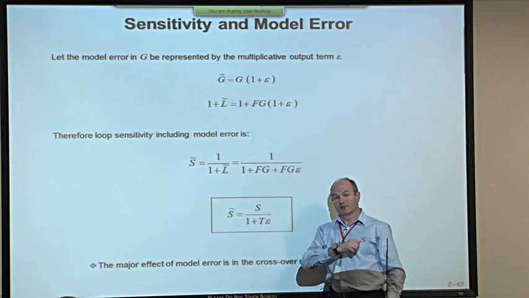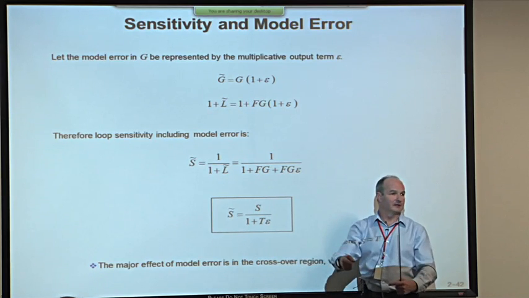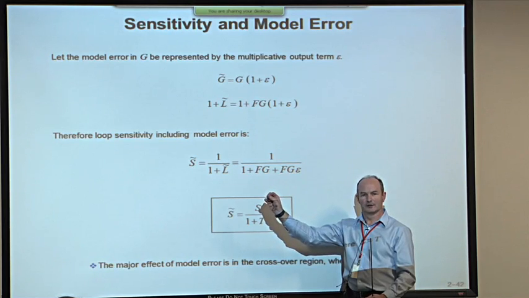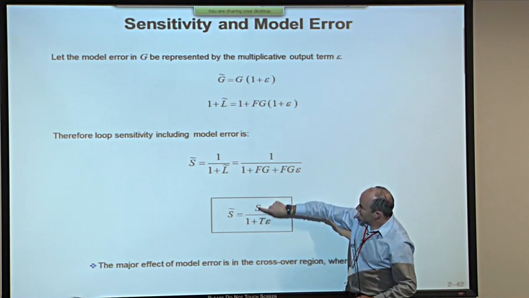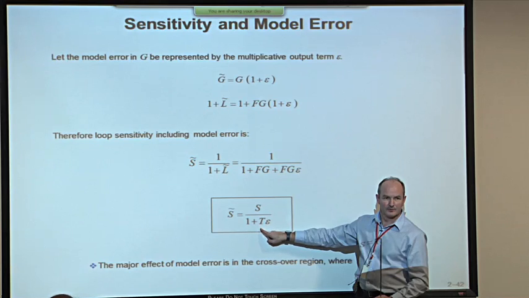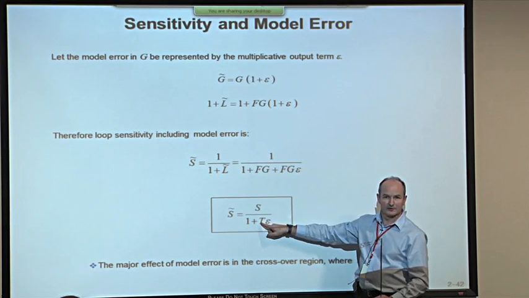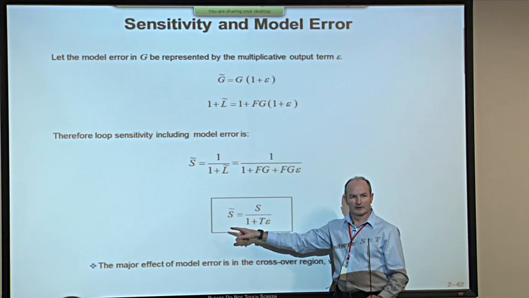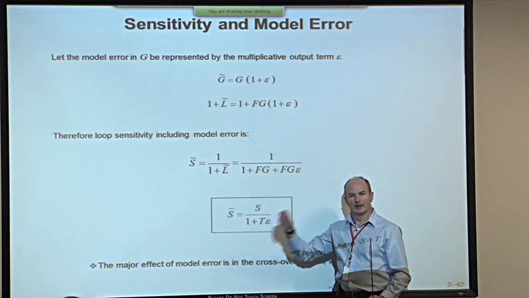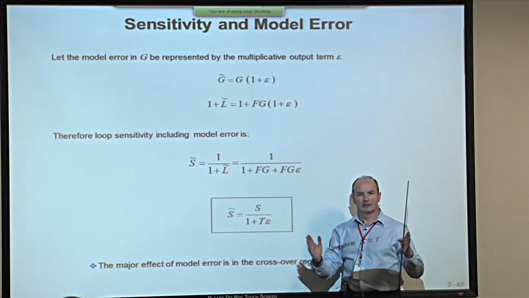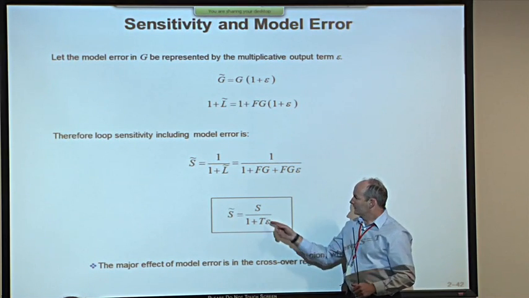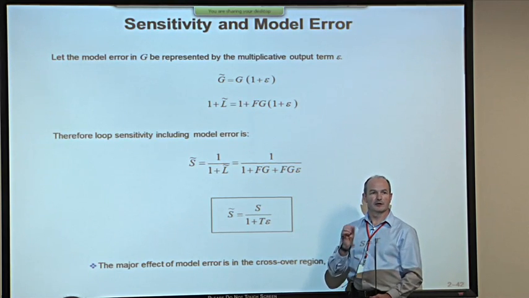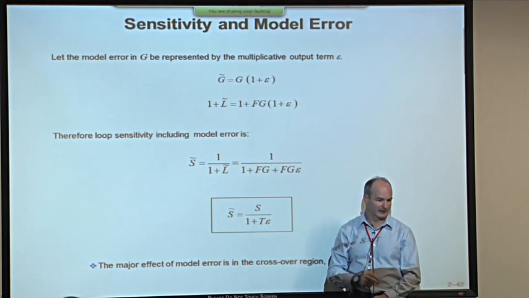When the frequency is very high, we have the opposite, don't we? We have T falling down to 0 and S approaching 1. So this approaches 1, but T becomes 0. So again, at high frequencies, S and S tilde are very close. Plant model error doesn't have much effect at high frequencies either. The problem is there's a range of intermediate frequencies where S and T are neither 0 nor 1. They're close to each other, and that's where plant model error has its biggest effect.